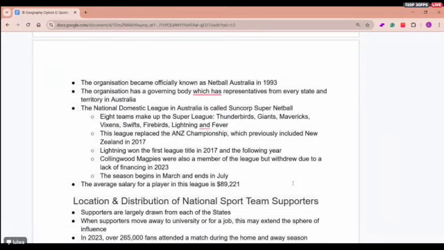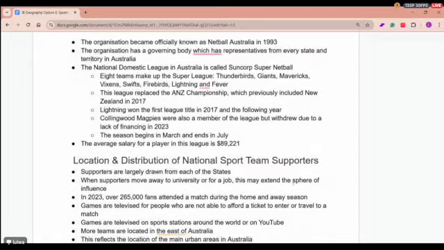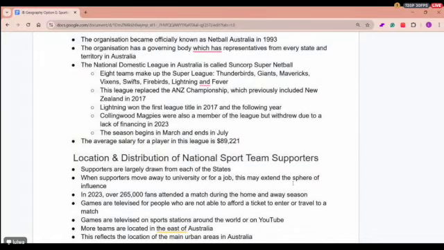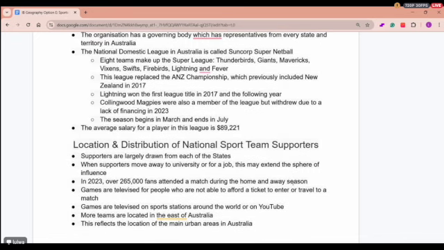The organization has a governing body which has representatives from every state and territory in Australia. And the National Domestic League in Australia is called the Suncorp Super Netball, and the average salary for a player is 89,221 Australian dollars.